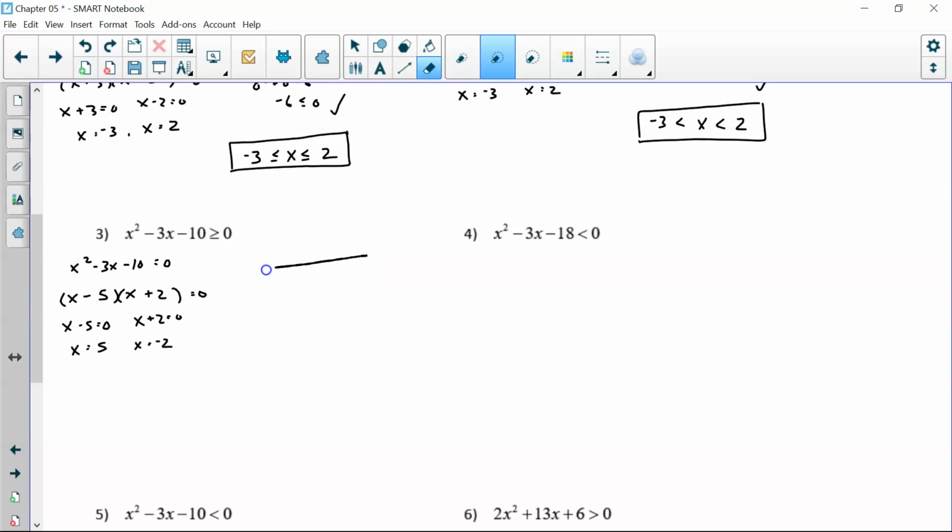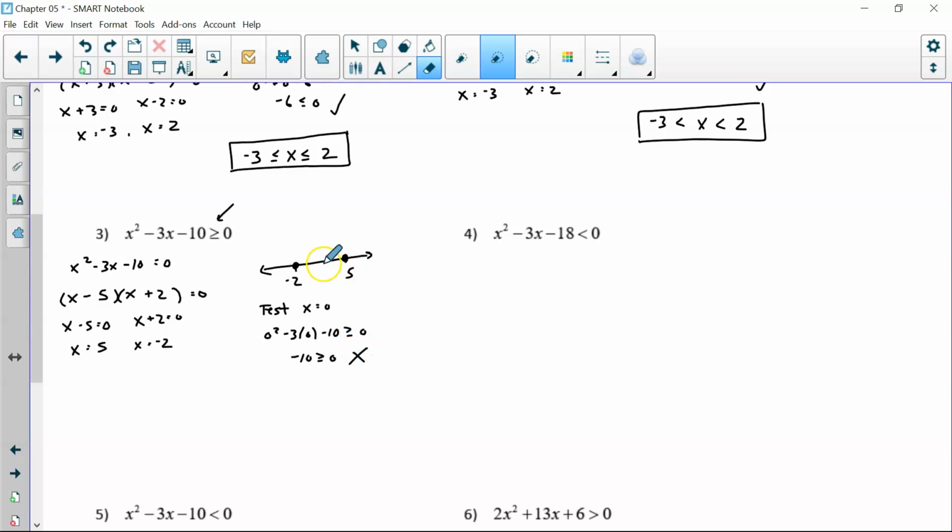Now looking at the inequality, on the number line, we have our negative 2 on the left and our 5 on the right. Because it's or equal to, we're going to put our solid dots. Now we want to try a test point. X equals 0. Back to the inequality, 0 squared minus 3 times 0 minus 10 greater than or equal to 0. So 0 squared is 0, minus 3 times 0 is 0, so we get negative 10 is greater than or equal to 0.